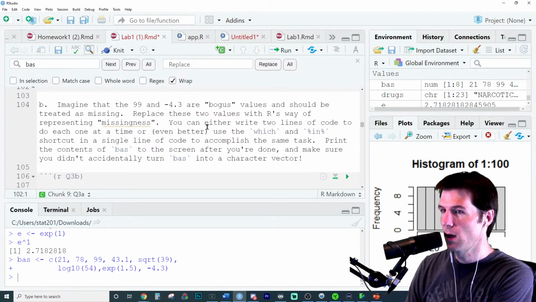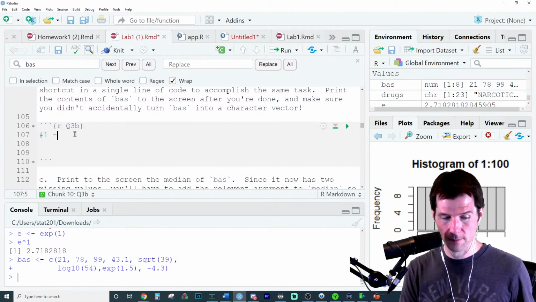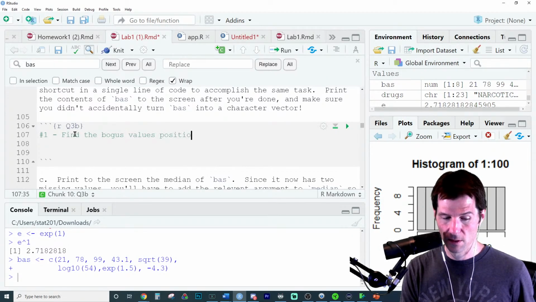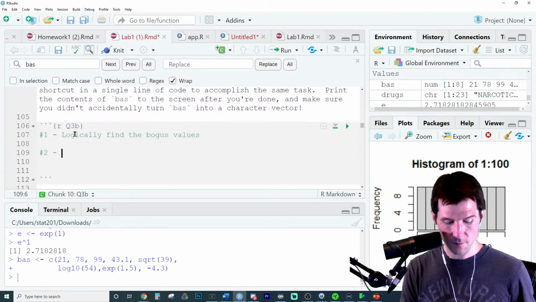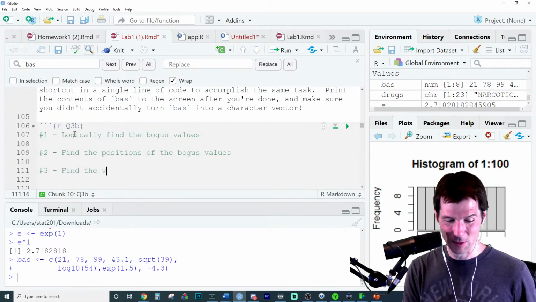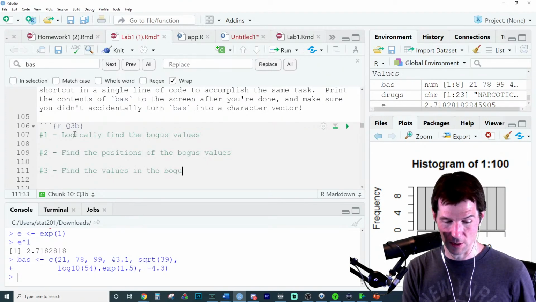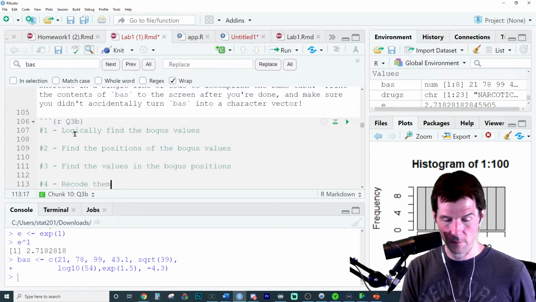So with this right here, imagine these are bogus values. They're not real values. Now, when we think about this, we need to do this in steps. Step 1, find the bogus values. Positions. Oh, wait, no. Let's do this. Logically find the bogus values. Step 2, find the positions. Step 3, find the values in the bogus positions. Step 4, recode them. Okay.